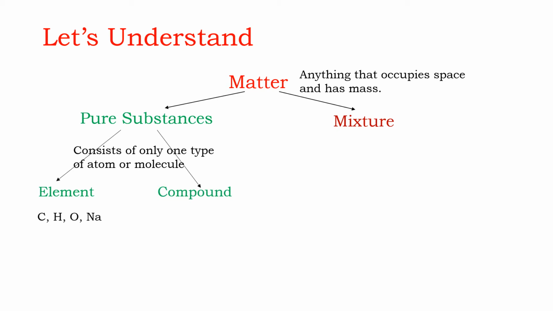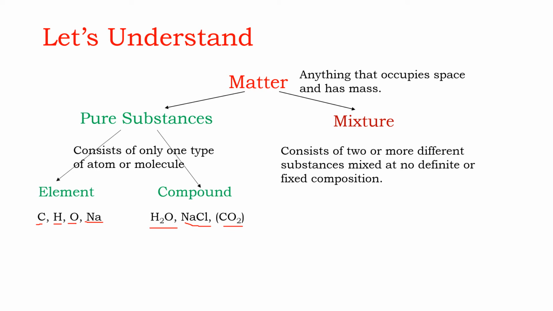So, ano yung mga examples ng elements? So, lahat po na nasa periodic table ay mga elements. So, example, we have carbon, o C. We have H, hydrogen, oxygen, and sodium. And ano naman yung mga examples ng compound? Pinagsamang mga elements. We have H2O, water, NaCl, sodium chloride, and CO2, carbon dioxide.